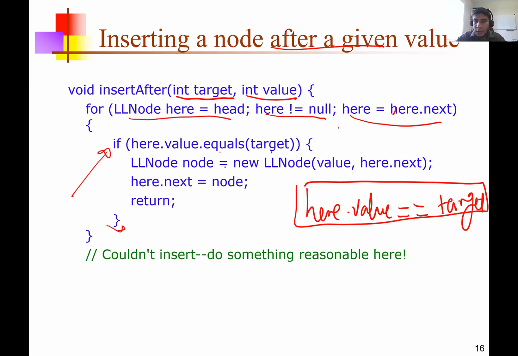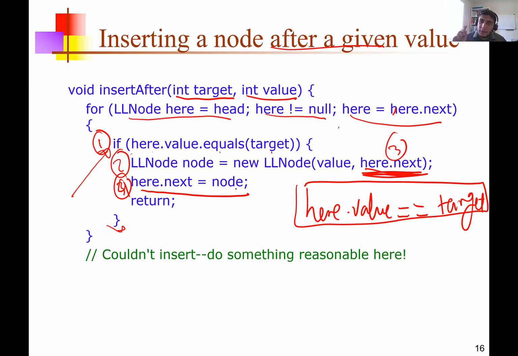And then assume I reached the node that I want to insert after. I create my new node. So the first step is to find the target. Second one is to create the new node. Third one is to update its next to be here dot next. And then finally, update the here dot next, which is the target dot next, right?